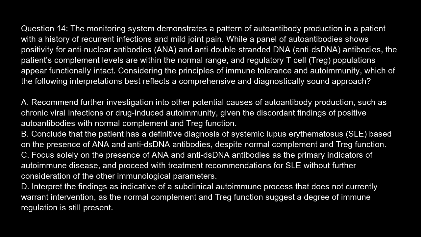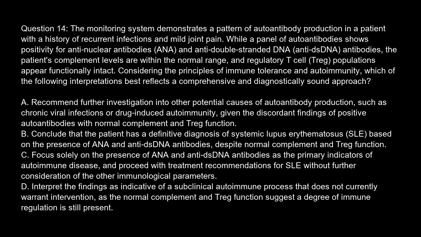Option A. Recommend further investigation into other potential causes of autoantibody production, such as chronic viral infections or drug-induced autoimmunity, given the discordant findings of positive autoantibodies with normal complement and Treg function. Option B. Conclude that the patient has a definitive diagnosis of systemic lupus erythematosus (SLE) based on the presence of ANA and anti-dsDNA antibodies, despite normal complement and Treg function.